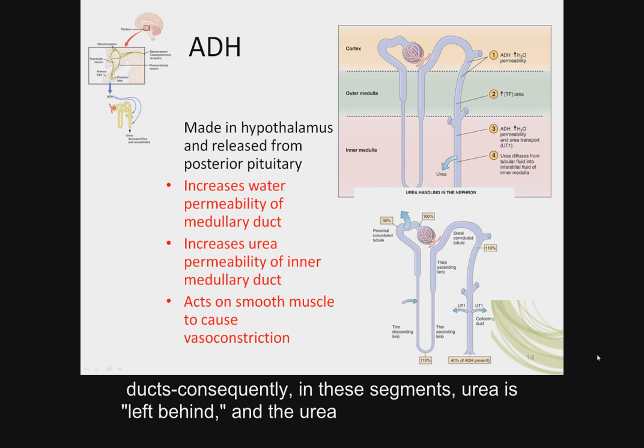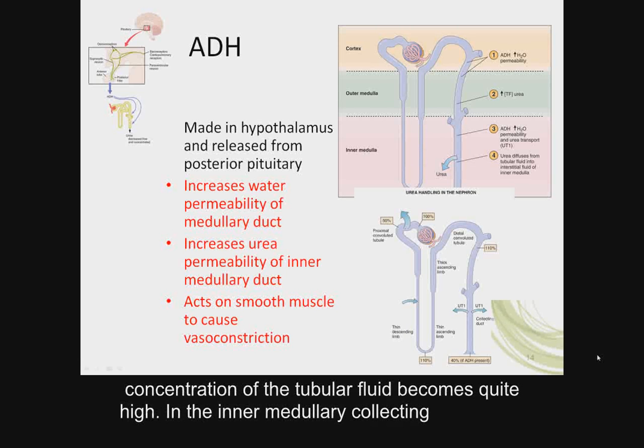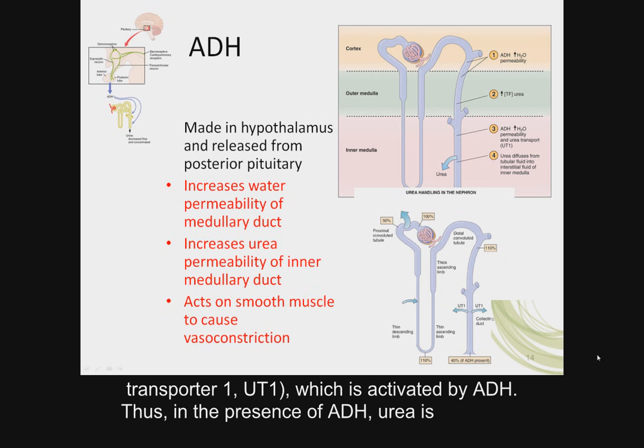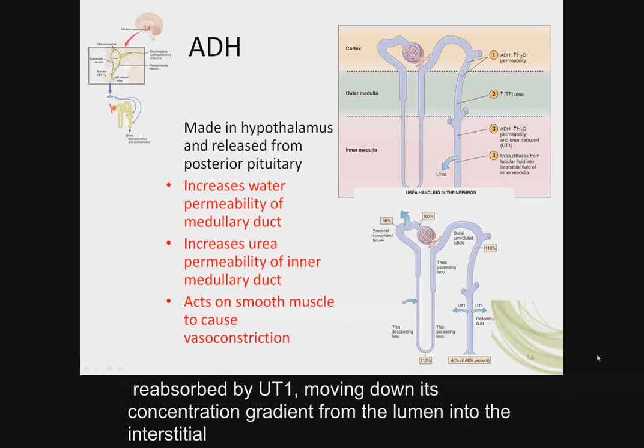This is the urea transporter 1, or UT1. This is activated by ADH. Thus, in the presence of ADH, urea is reabsorbed by UT1, moving down its concentration gradient from the lumen into the interstitial fluid of the inner medulla. That is what I meant by more urea is present in the inner medulla and can actually be secreted into the loop of Henle.